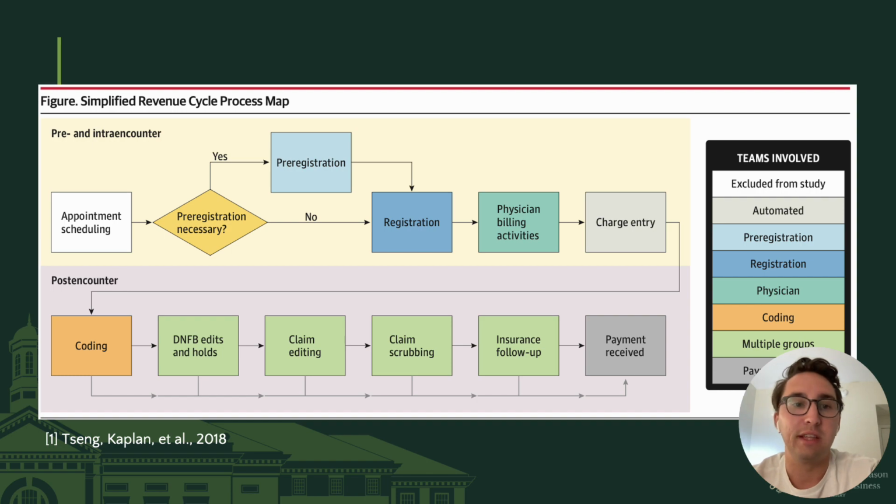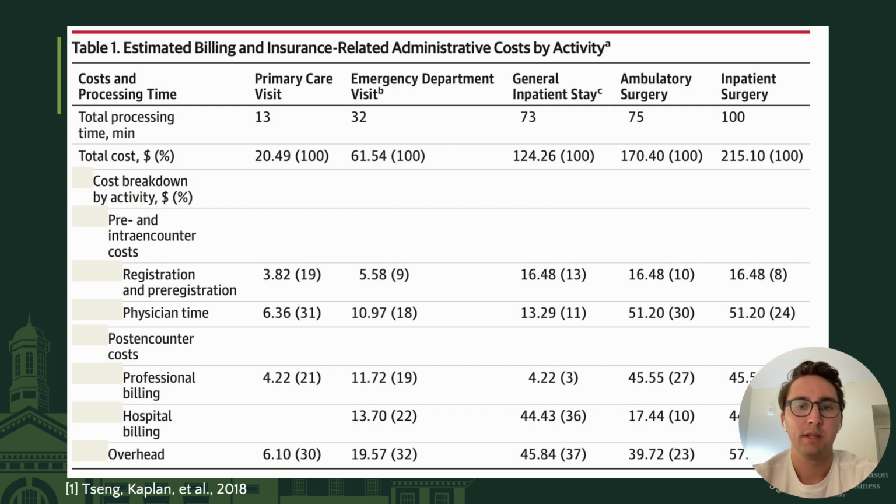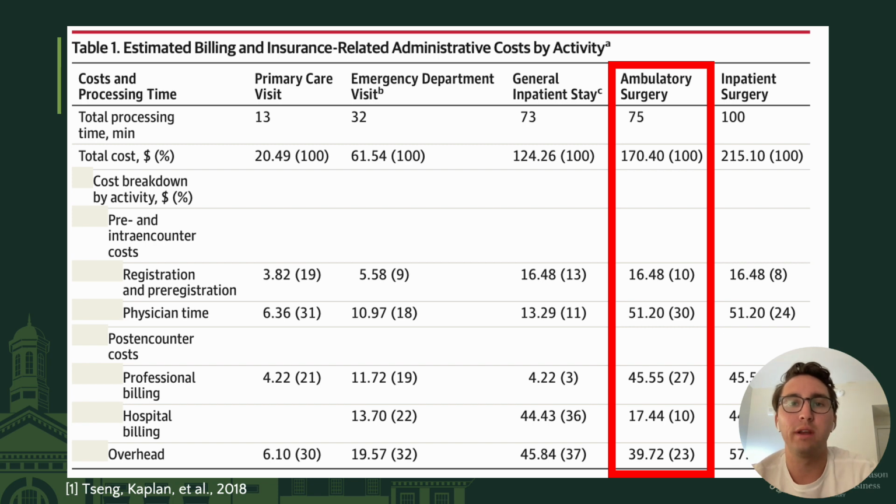And as you can see, it is a lot of activities. So here we see the results of their study where they talk about the total processing time in terms of minutes that each activity takes. And what I want to focus in on is what their results were for ambulatory surgery centers, where they're showing that the billing and insurance-related administrative costs were about 75 minutes for the visit.